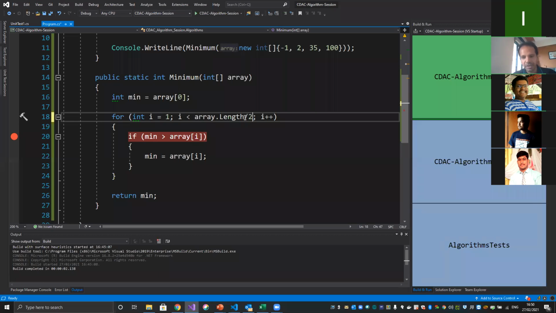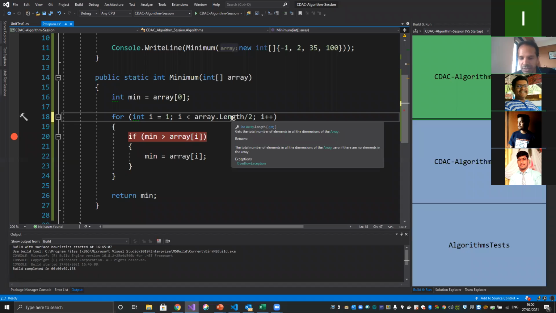So that cannot be the definition of linear, isn't it? Because you said it starts from the first element and goes to the last. And now I'm saying that I only want to go till half the array. So is it still linear? And you say, yes, it is still linear. That means the previous definition is not right.